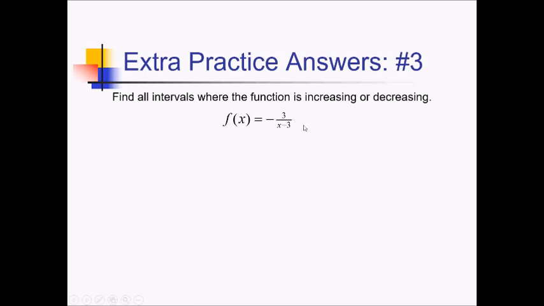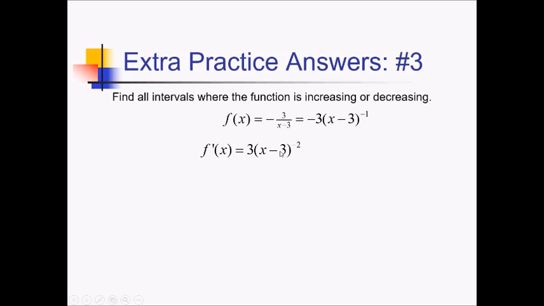Before I do that though, let me rewrite this as negative 3 parentheses x minus 3 to the negative 1. And now using the power rule, the derivative of this is going to be 3 parentheses x minus 3 to the negative 2. And if x minus 3 had a derivative other than 1, we'd multiply by that. But it doesn't, so we'll just leave things the way they are.